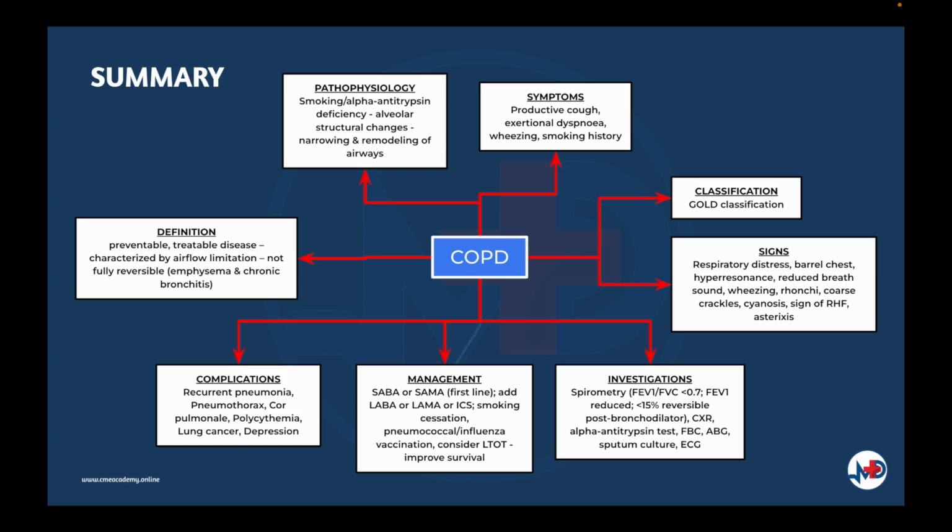When it comes to management, a short-acting beta-2 agonist or a short-acting muscarinic antagonist is the first-line therapy. You may then add a long-acting beta agonist or long-acting muscarinic antagonist or inhaled corticosteroids if the symptoms persist or exacerbations increase. Other management includes smoking cessation, pneumococcal or influenza vaccination, and considering long-term oxygen therapy as early as possible to improve survival. The complications of COPD include recurrent pneumonia, pneumothorax, cor pulmonale, polycythemia, and lung cancer.